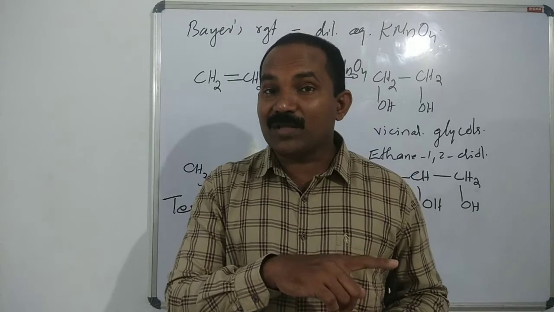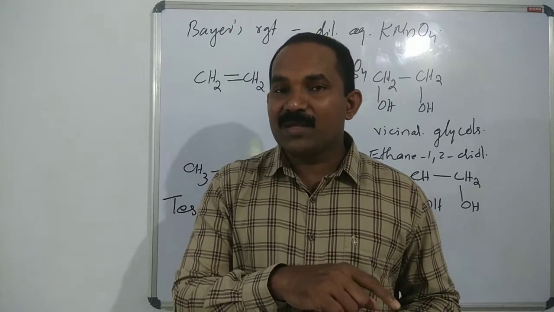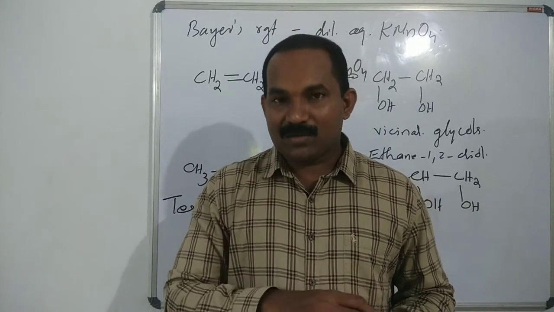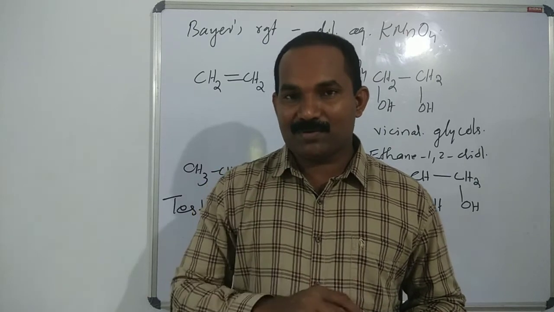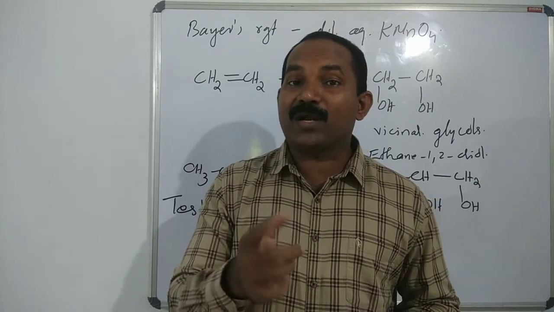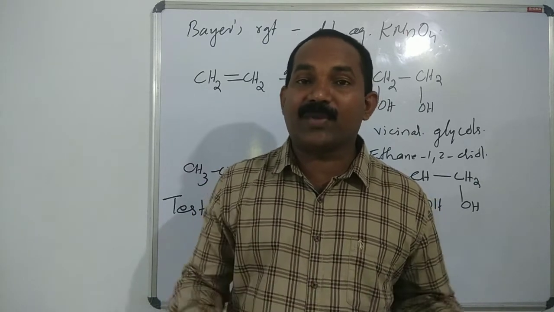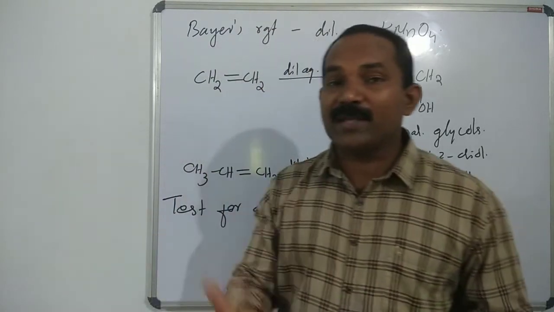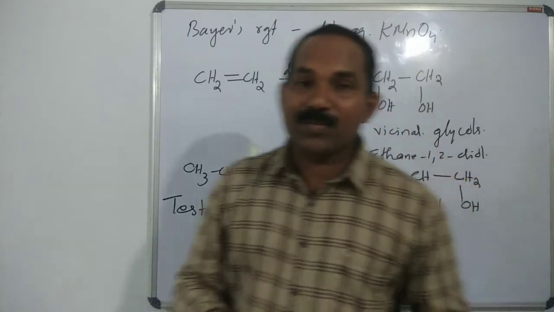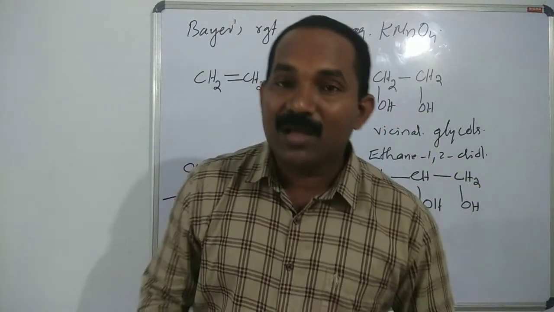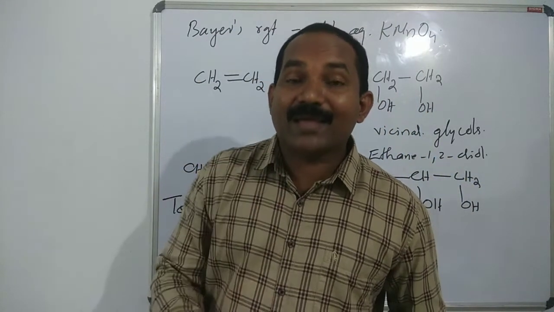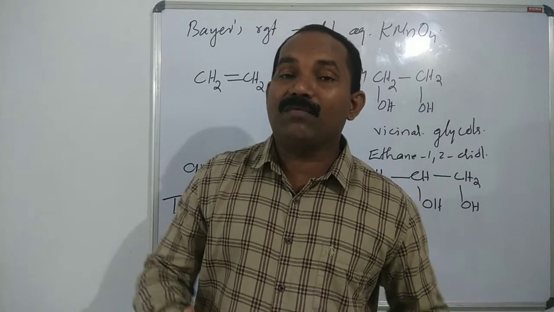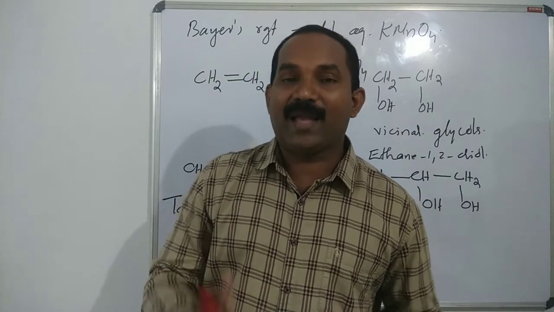Okay, one more test we discussed in the last section: bromine water or Br2 in CCl4. Here also the reddish brown or reddish orange color disappears, indicating the presence of a double bond. Here it is Bayer's reagent. The decolorization means the reaction takes place, and the alkene undergoes oxidation, and we get vicinal glycols.